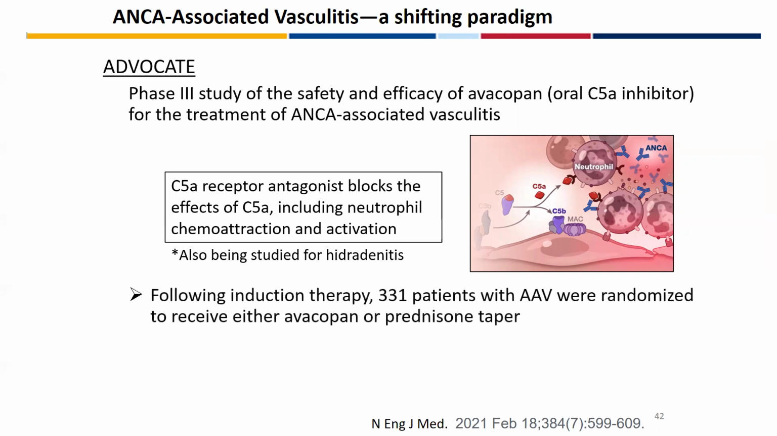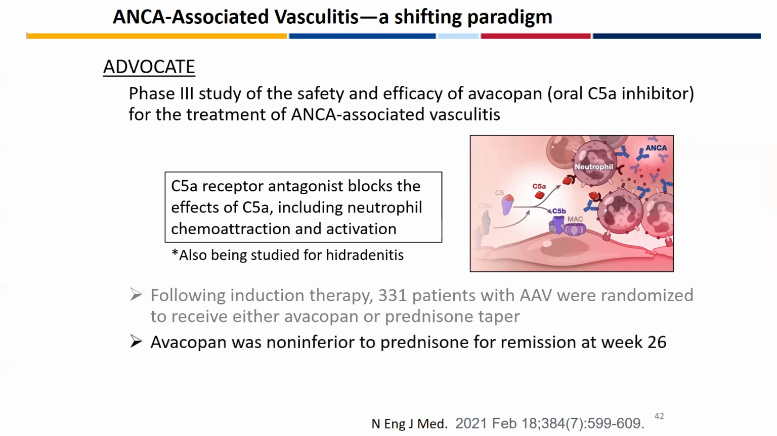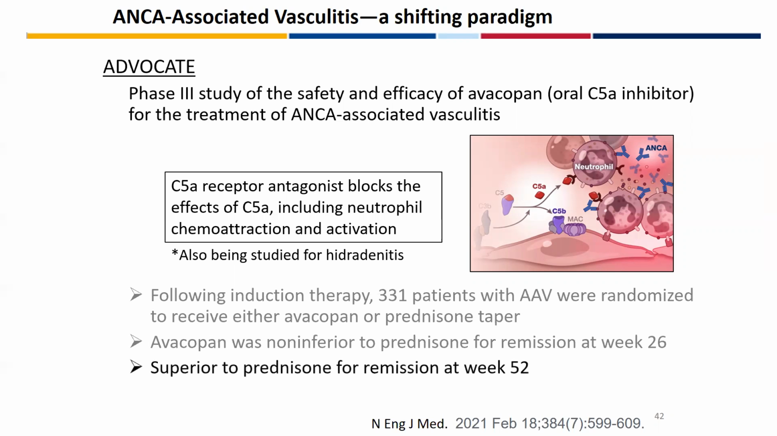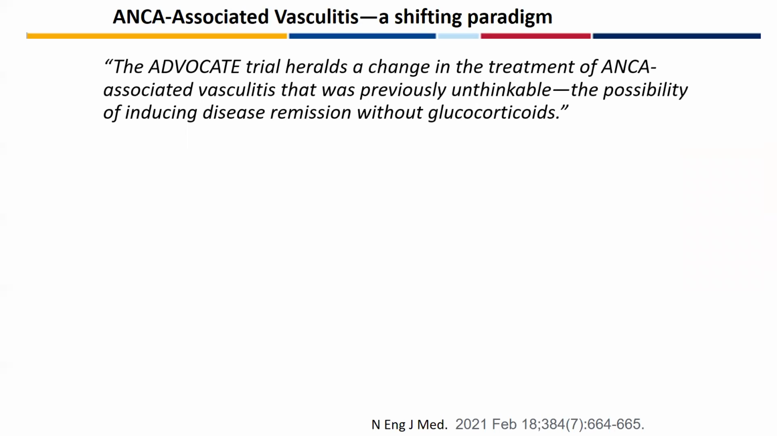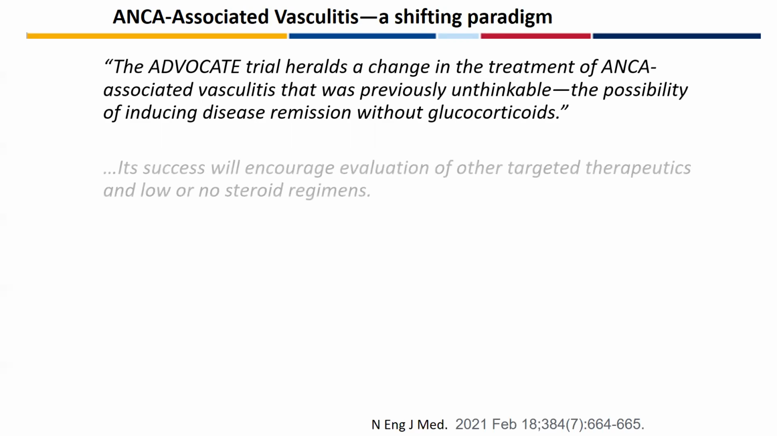Well, in this study, patients after receiving induction therapy were randomized either to get avacopan or prednisone taper. The findings were that avacopan was non-inferior to prednisone at week 26. It was superior to prednisone at week 52 and was associated with fewer adverse events. This was a quote from an accompanying editorial published in the New England Journal the same week, which said, quote, "The ADVOCATE trial heralds a change in the treatment of ANCA-associated vasculitis that was previously unthinkable, the possibility of inducing disease remission without glucocorticoids. Its success will encourage evaluation of other targeted therapeutics and low or no steroid regimens."